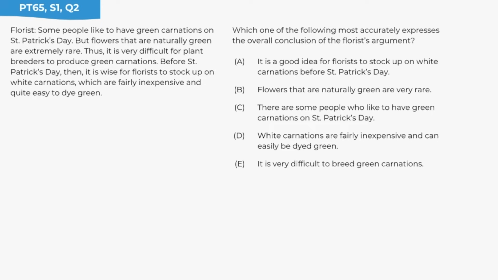Now, here's another example. Go ahead and give this one a try, and we'll discuss it afterwards. All right, welcome back. So it says, some people like to have green carnations on St. Patrick's Day, but flowers that are naturally green are extremely rare. Notice that pivot, that word but. And we get thus, that's a conclusion indicator. It is very difficult for plant breeders to produce green carnations. Before St. Patrick's Day, then, it is wise for florists to stock up on white carnations, which are fairly inexpensive and quite easy to dye green.